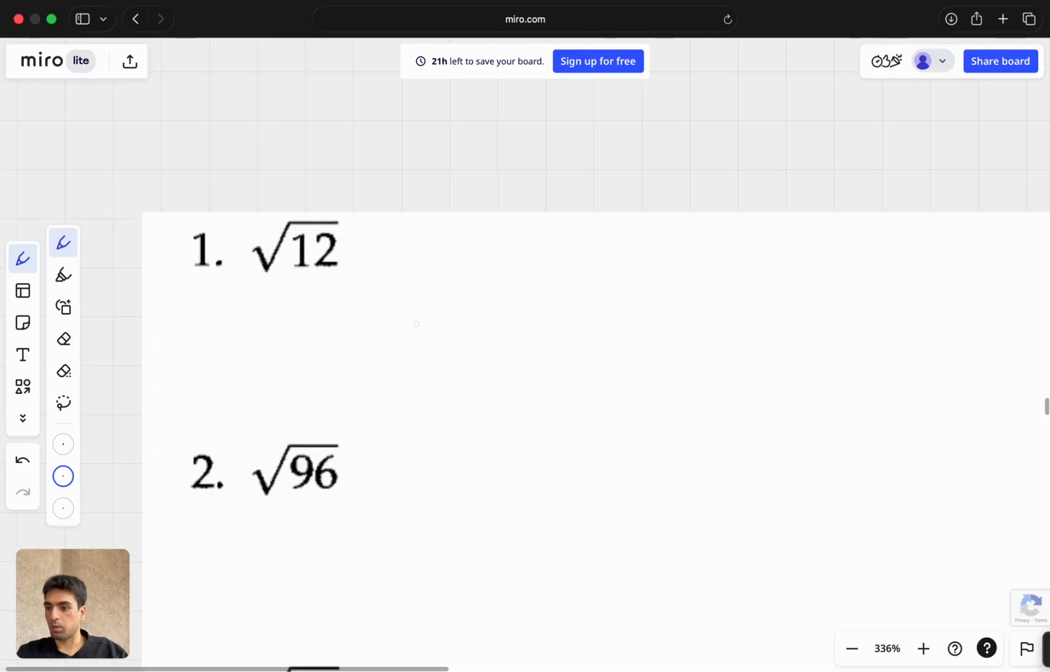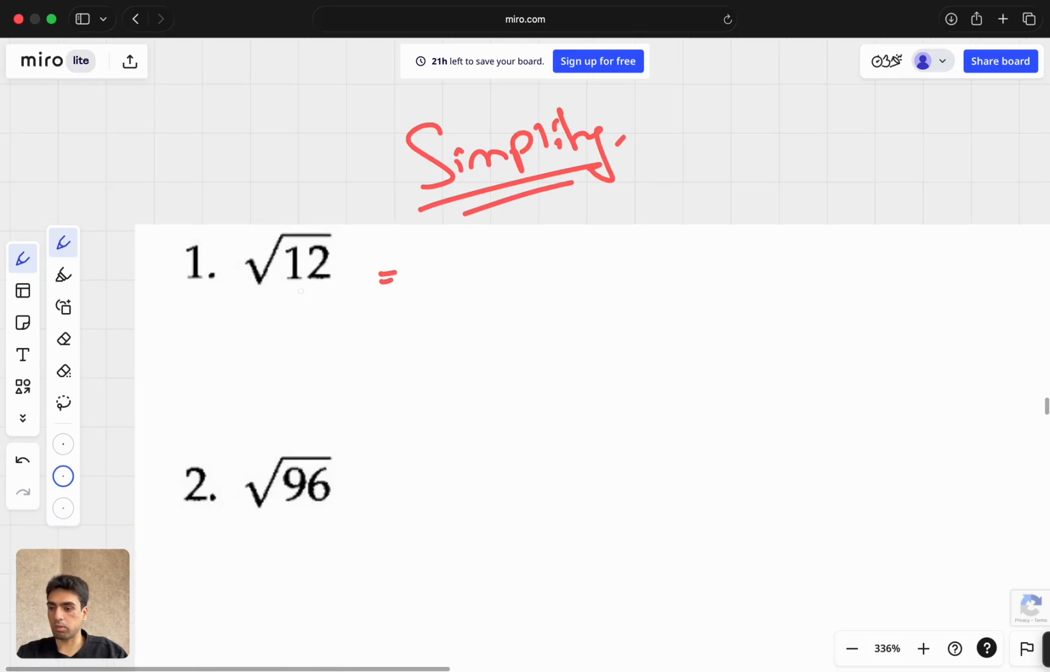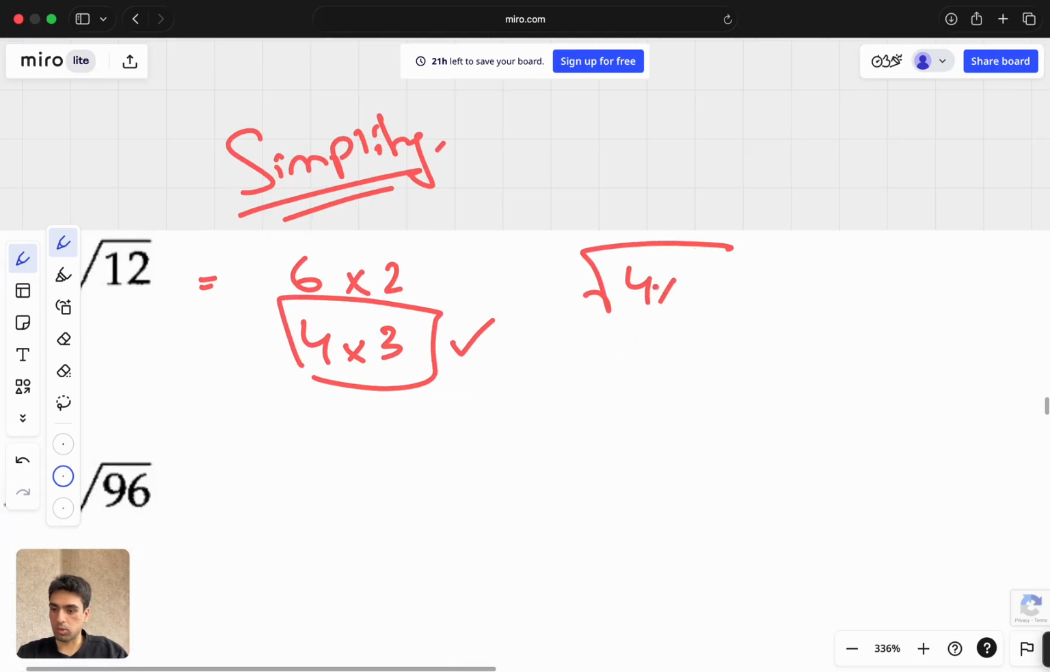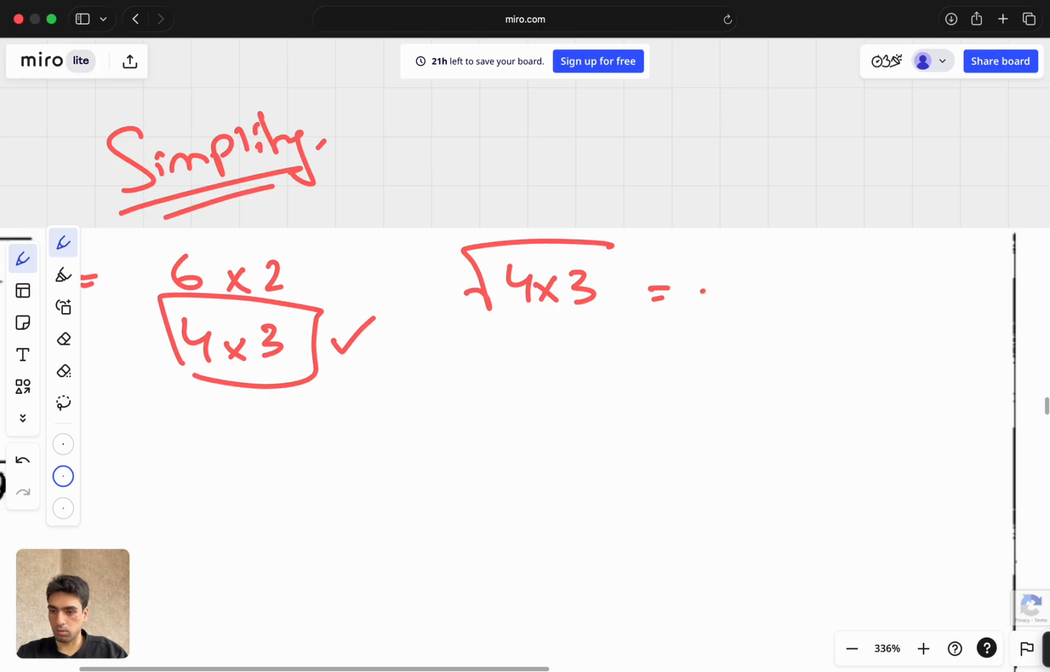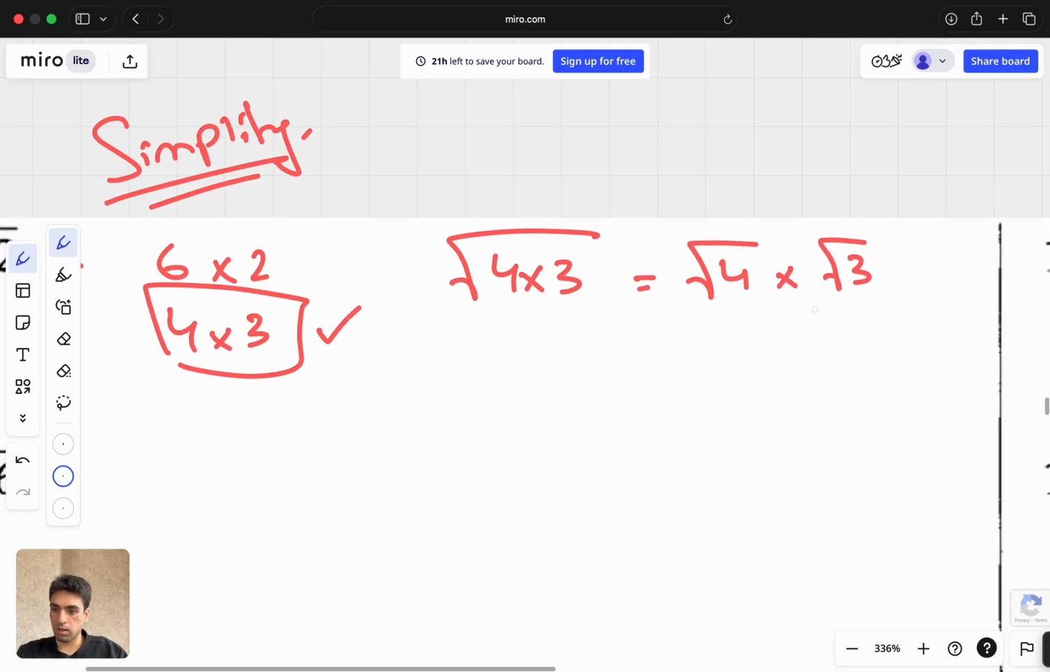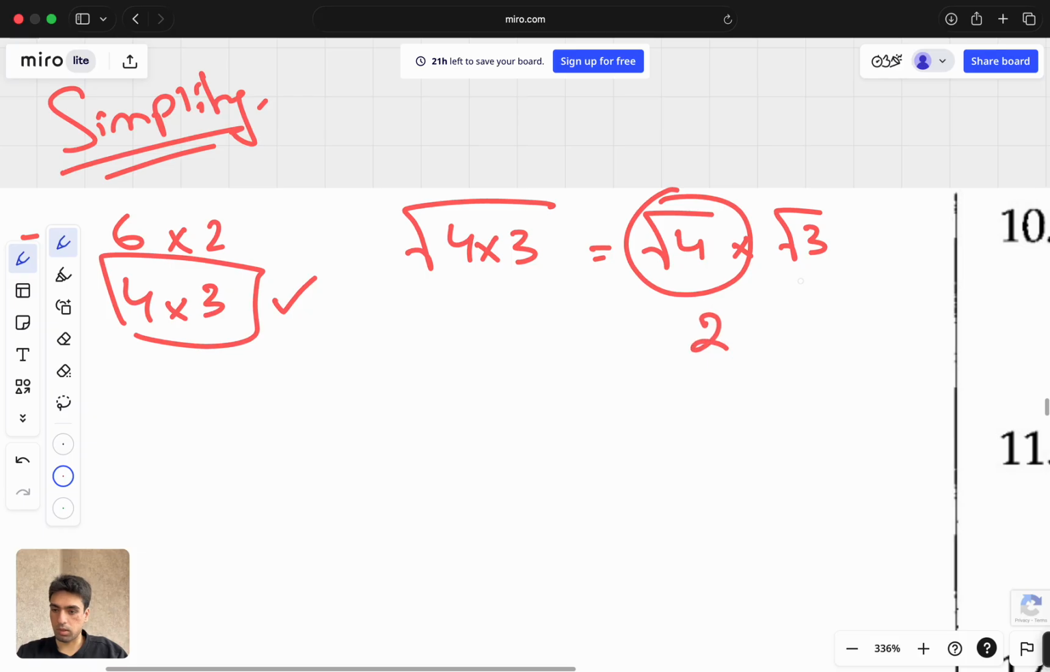Okay, next. We have radicals, we have to simplify these radicals. So to simplify, you need to find numbers that are perfect squares. So for example, you can write 12 as 6 times 2, or you can write it as 4 times 3. In this case, we cannot take a root of 6 or of 2, but for 4, we can take a root, so we'll use this. You can write it as 4 times 3. You can separate the roots, so you can write root 4 times root 3. Root 4 becomes 2, and then you just have root 3, so 2 root 3. That will be your answer.